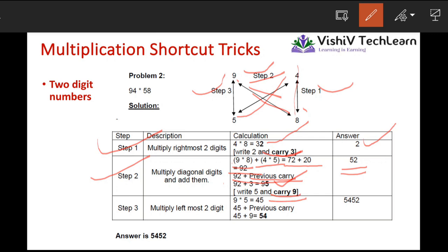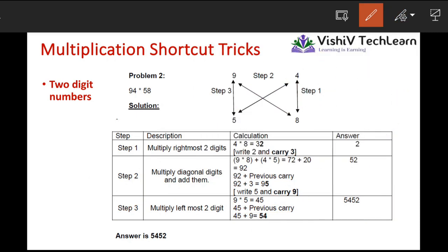In case of step 3, we can do the multiplication of 9 into 5. So that gives 9 into 5 as 45. 45 plus carry is 54. Since this is the last step, we can directly write down 54 in the remaining part of the answer. So 5452 is the final answer.